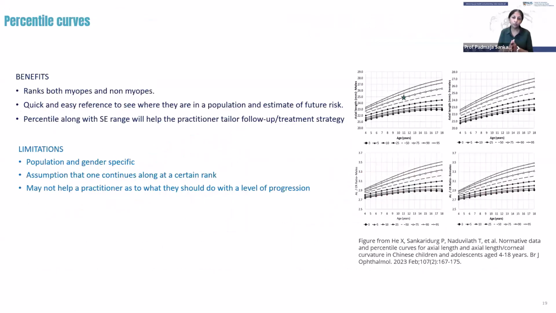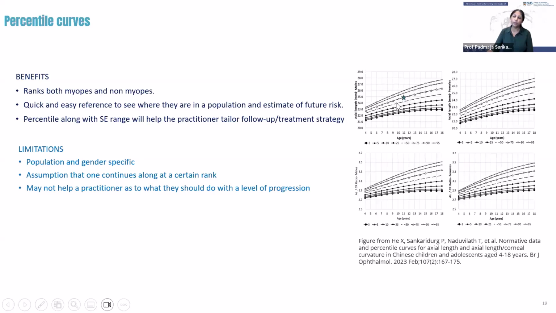So how might one use these percentile charts? They're very easy to read. Everybody is familiar with the percentile charts. And here it helps us to rank both myopes as well as non-myopes. So you take a look at the eye and you take a look at the axial length. It's a quick and easy reference to see where they are in the population. And it also helps you to assess a future risk of progression.